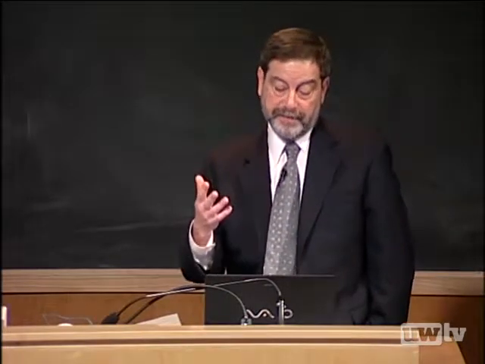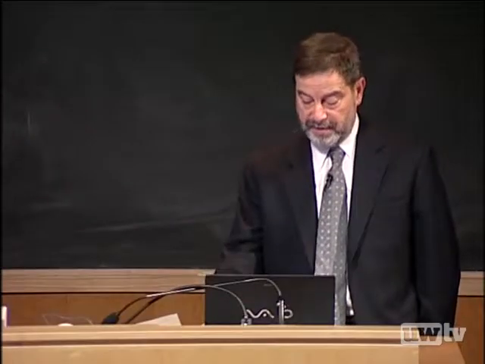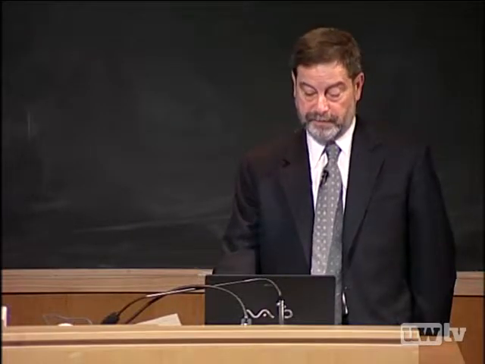We need to look for gene-environment interactions, but it's going to be really hard, and gene-gene interactions may be even harder, although there are efforts to take into account what we know in biology in terms of pathways. Obviously, functional genomics and seeing whether these SNPs or what we think are causal SNPs influence gene expression is also of importance. And then sequencing studies are now going on to follow up on the GWAS findings to see if we can identify either rare variants in those genes or causal variation.